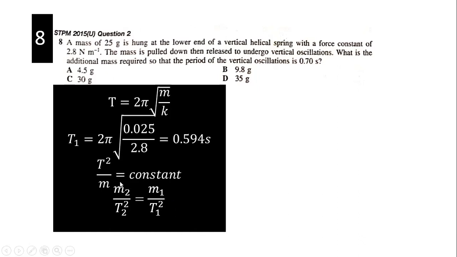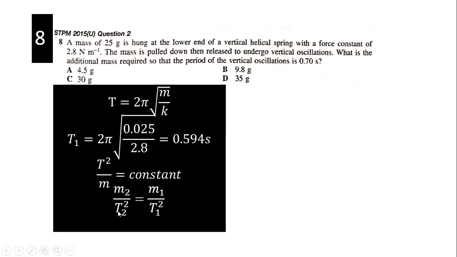Don't bother about the constant. Then this is the new one. I'm just using this formula. I just inverted it and got M2 over T2 squared equals M1 over T1 squared. Why did I invert it? I want to find M2, not the period. So I invert it, as it is still a constant. It doesn't matter.